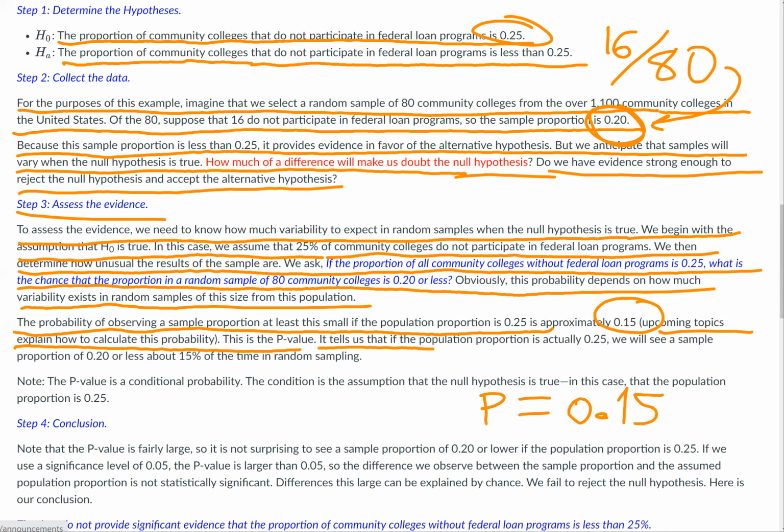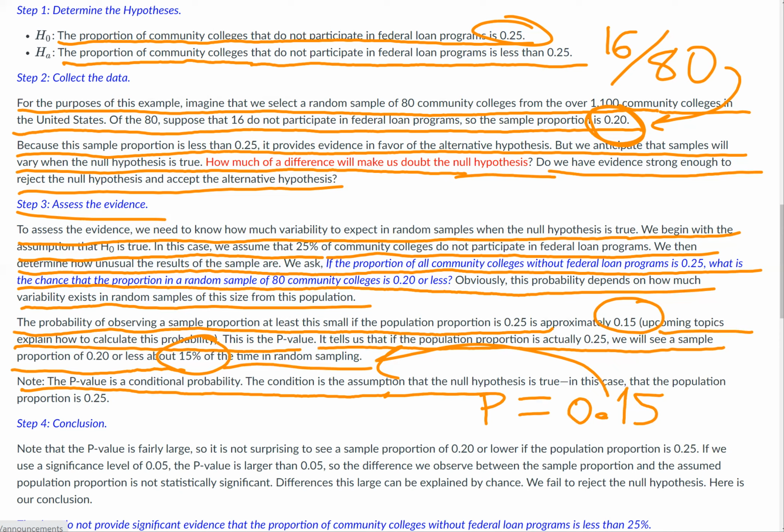It tells us that if the population proportion is actually 0.25, we will see a sample proportion of 0.20 or less about 15% of the time, because that's 0.15 in percent form. Note that the p-value is a conditional probability. The condition is the assumption that the null hypothesis is true.